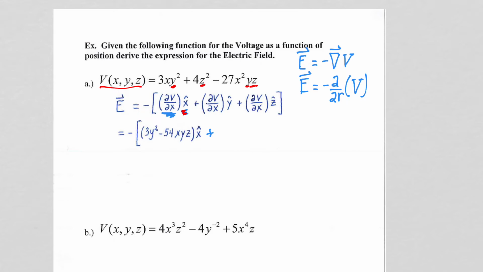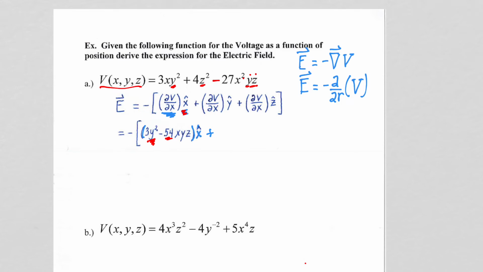So the derivative of 3xy squared, if y squared remains constant, then the derivative of 3xy squared with respect to x is just 3y squared. Now, the derivative of 4z squared with respect to x is 0, so we get nothing. The derivative of negative 27x squared yz, y and z are constant, 2 times 27 is 54, the negative stays. 54, derivative decreases, so the x squared becomes an x, y, z. So that gives us the first term.